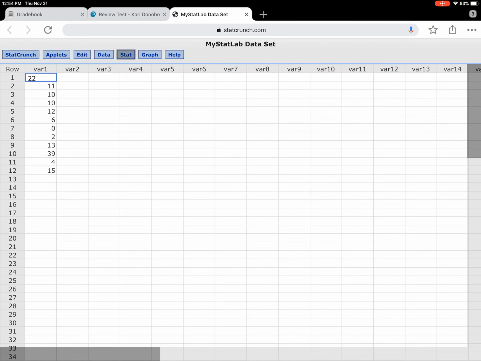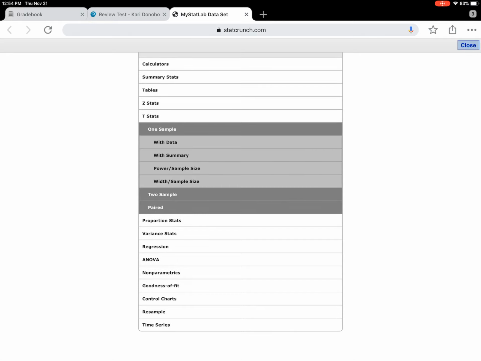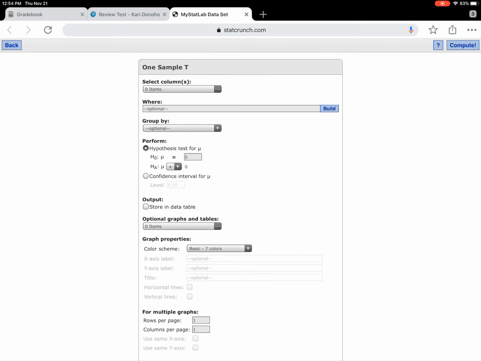Go into your T-Stats 1 sample area, and we have the raw data. We have every individual data value here, so choose with data. I think that might be one of the things that's different between these and some of the ones we've done in the past that could be throwing you.